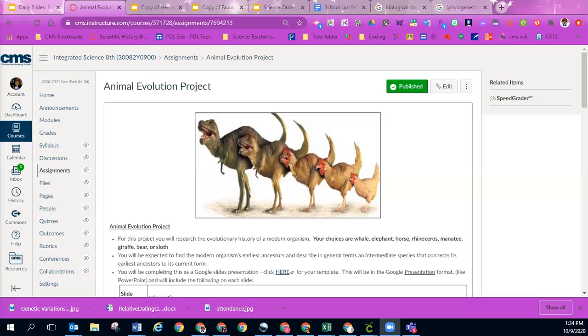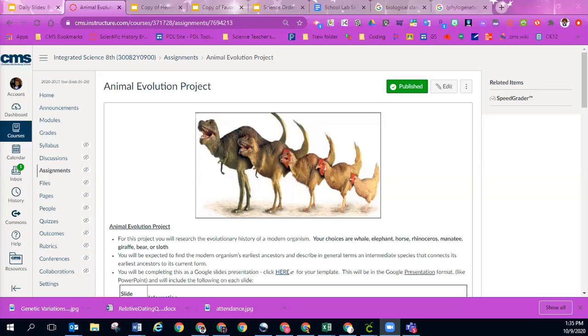All right, so today we are doing our animal evolution project, and with that, you have the choice to research the evolution of a whale, an elephant, a horse, a rhino, a manatee, a giraffe, a bear, or a sloth. You get to choose which one you want to do. Now, you are going to create a PowerPoint that showcases this research as you go through and learn about your animal that you choose to do.